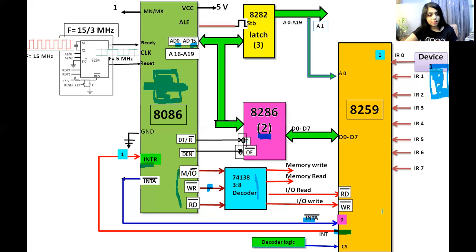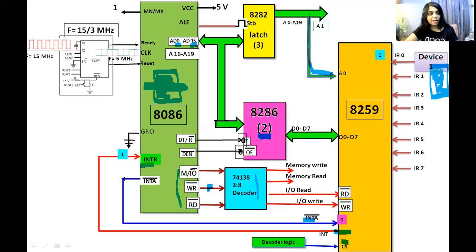Now this is CS bar pin of 8259, which is chip select bar, which should be 0 if 8086 wants to use this particular 8259. And here you have to connect a decoder logic. Decoder logic may consist of 3:8 decoders or logic gates that will be different for different users. A1 pin of this address A0 to A19 is connected to A0 pin of 8259.